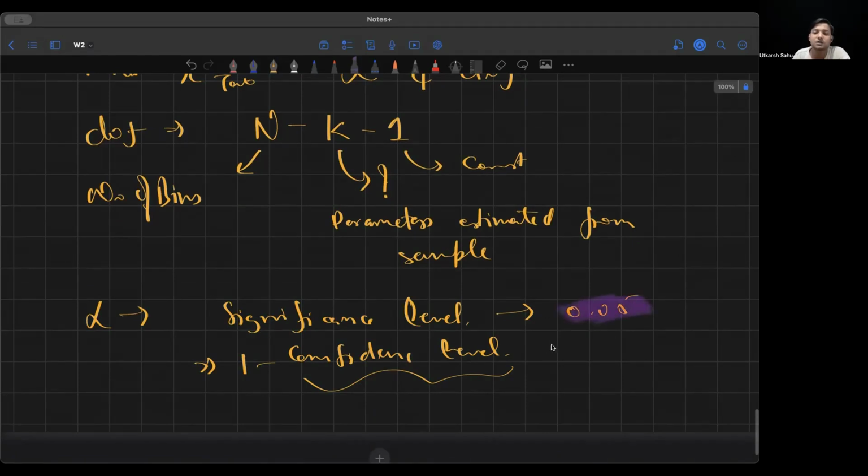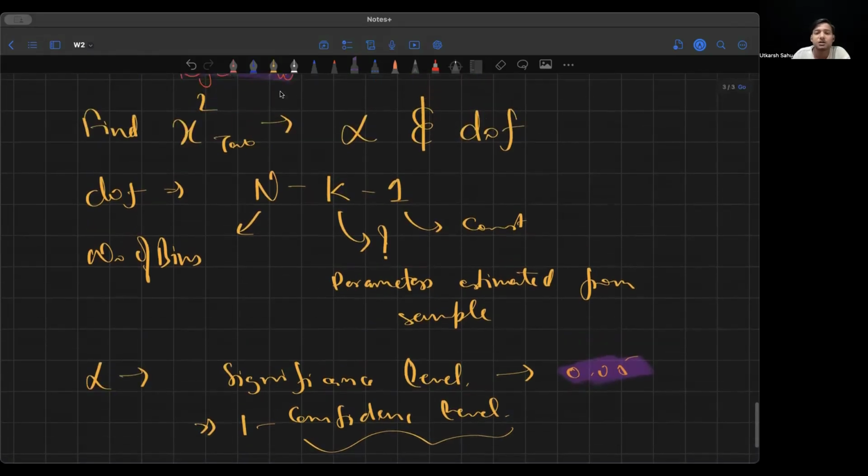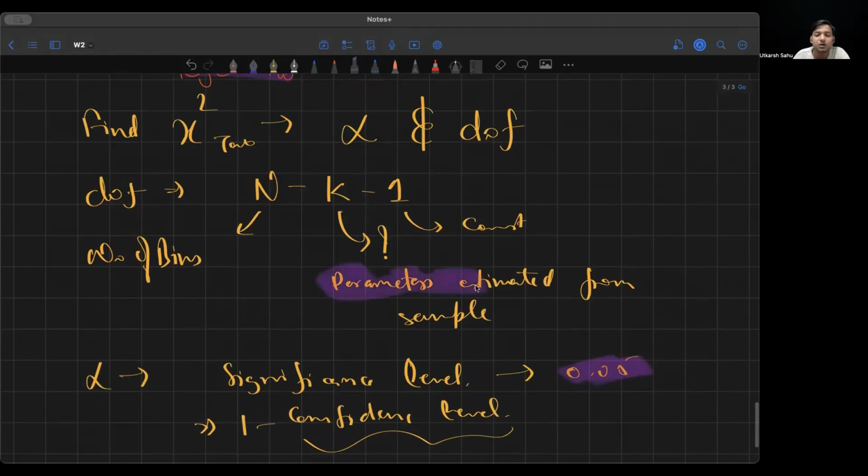This is something you should remember, that alpha is going to be your significance level. Either they will directly give you to test the hypothesis at a certain alpha, or they will give you some confidence, like I want to be 99% confident. In that case, if you are 99% confident, your alpha would be 0.01, right? So this is very intuitive. Also, please remember that the degree of freedom is going to be based on the parameters estimated from the sample, right?